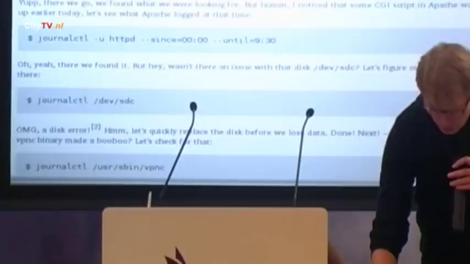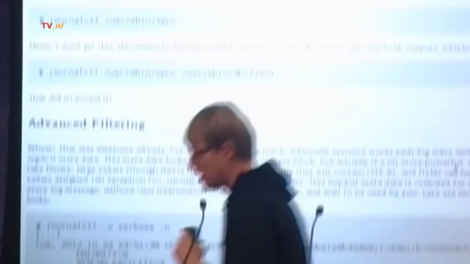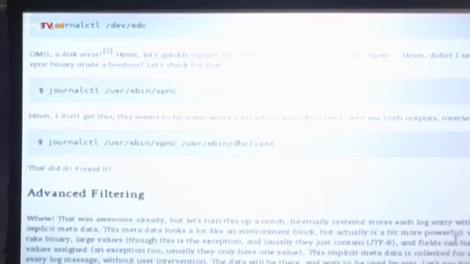Okay, this one is actually a little bit fake, like journalctl /dev/sdc, because the problem is this will work very soon, but currently the kernel is not ready for it. So basically, the idea is we want to have everything indexed, like kernel messages indexed by the device they are about. So this is the primary example number one. That's why I put it in there.